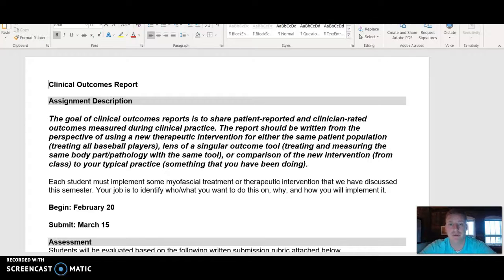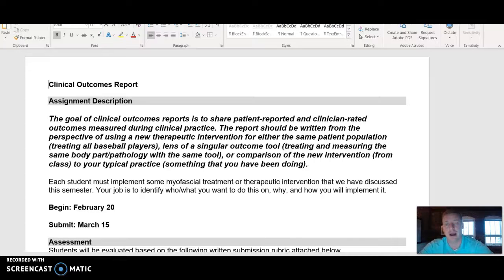Or a comparison of new interventions. So if you're saying I'm going to treat some people with Graston and some people with cupping, and I'm going to see which people got better relative to some specific criteria that links them all together. Your job is to introduce some type of myofascial treatment or something else that we've learned in class. I want to make that pretty clear.